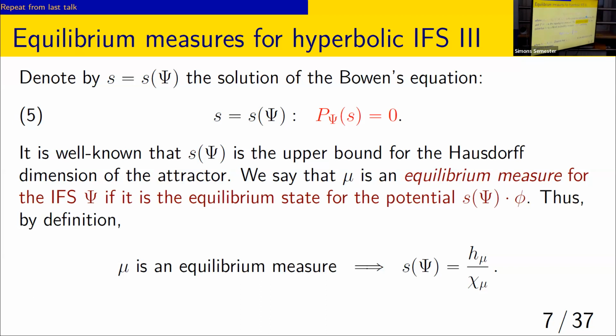When we choose this potential that I show you, let me call it perhaps the geometric potential, the equilibrium for this geometric potential is called the equilibrium for the iterated function system. So if mu is the equilibrium measure for the iterated function system, then this s, which is the solution of Bowen's formula, is the entropy of this particular measure divided by the Lyapunov exponent of this measure.